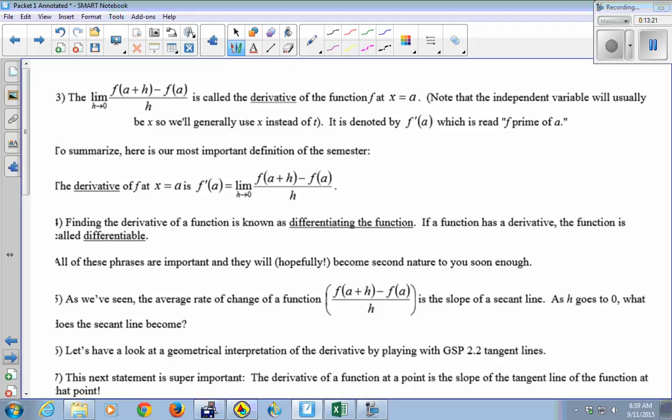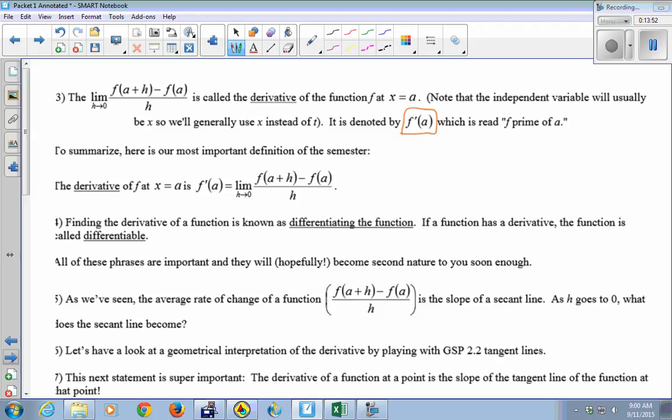Note that our independent variable is usually x. We've been using t a lot because we often use time as our independent variable, but we can use a more generic x instead of t. The derivative of a function at x equals a is denoted by this notation, f prime of a. F prime of a represents the derivative of f at point a.